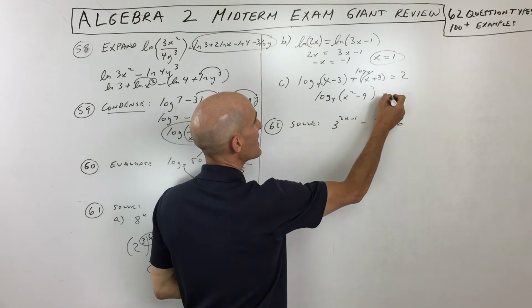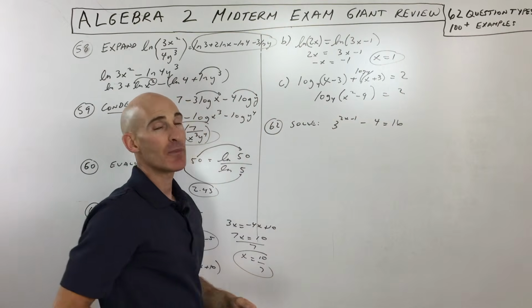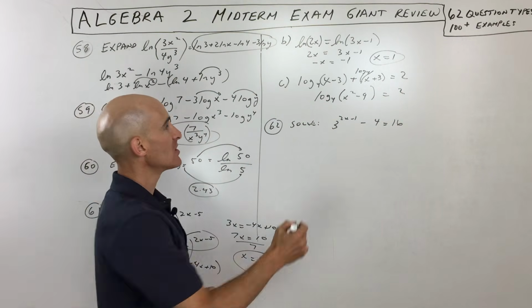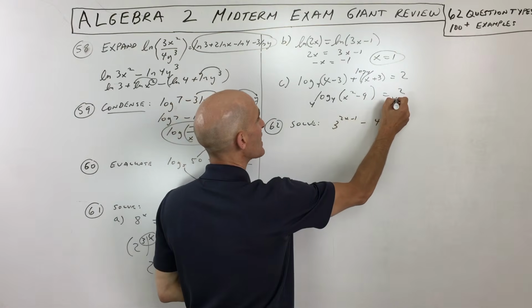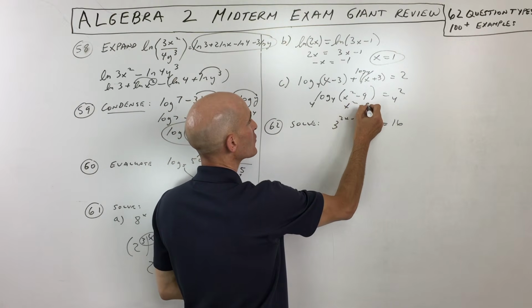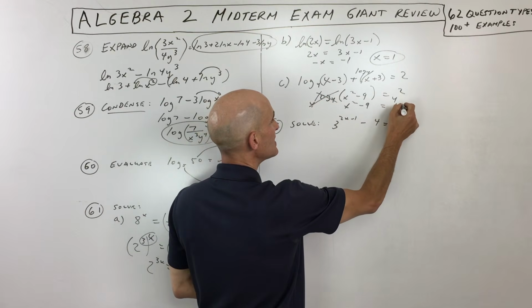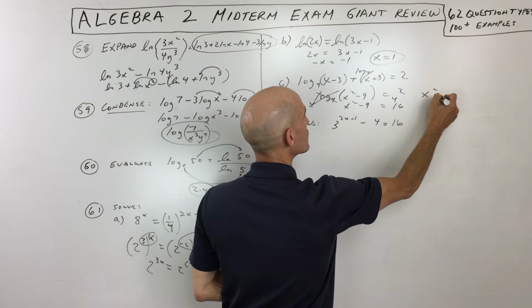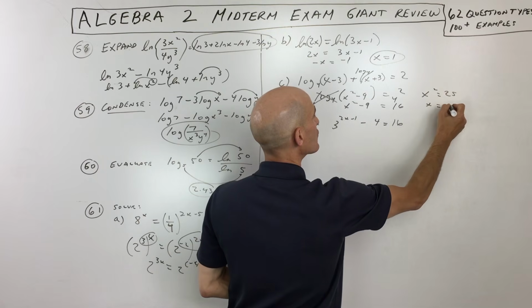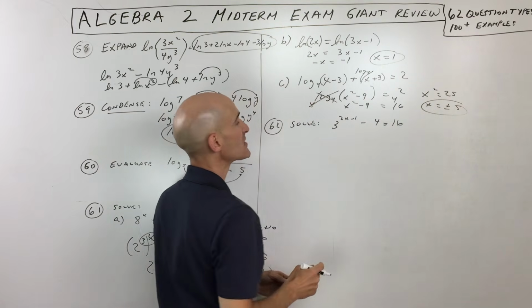We get x squared minus 9. And then instead of taking the log base 4, we want to exponentiate using the base 4. So I'm going to raise both sides using base 4. We get x squared minus 9 equals, because these are inverses, they cancel each other out, 16. If I add 9 to both sides, I get x squared equals 25. Take the square root of both sides, we get x equals plus or minus 5.